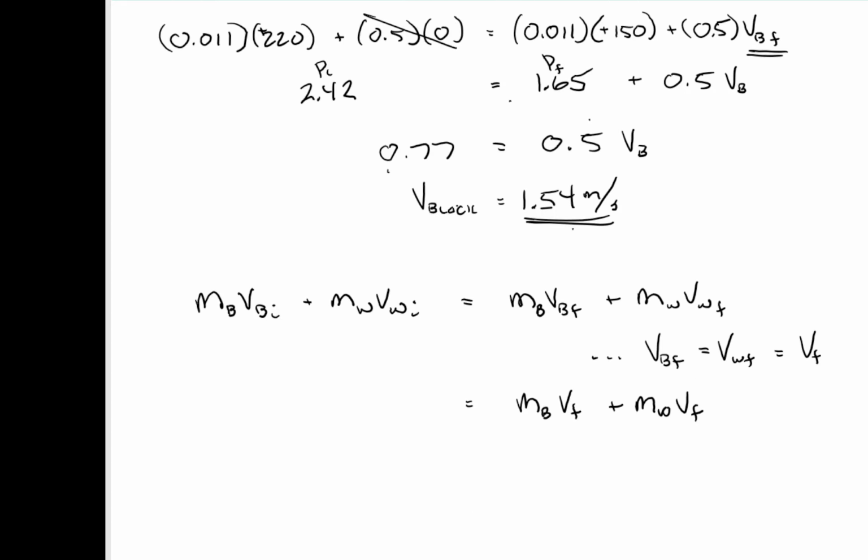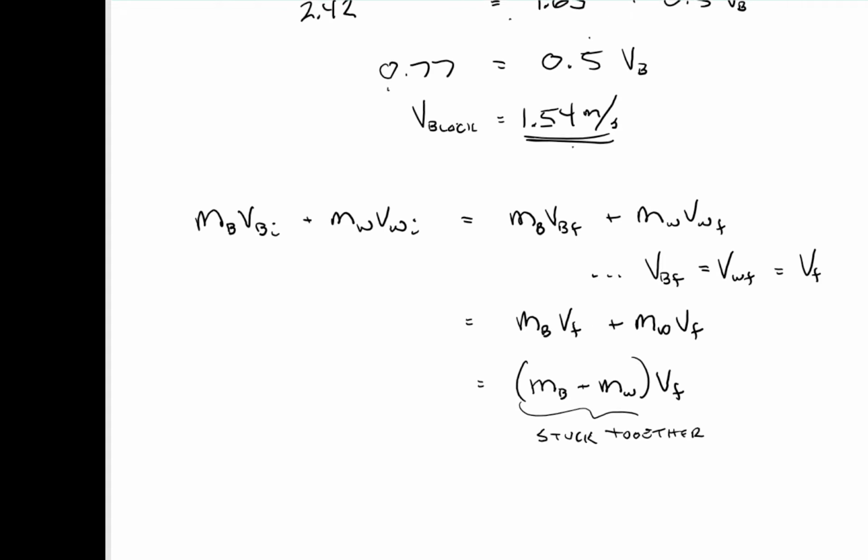And any algebra teacher would tell you, well, why don't we factor out that V final? And you get something that looks like this: the mass of the bullet plus the mass of the wood block, times V final. You get this grouping, and it actually looks like what's happened in this scenario. They are stuck together. And so it's not a new equation. It's just simplified algebraically. Two separate objects now becoming one object.